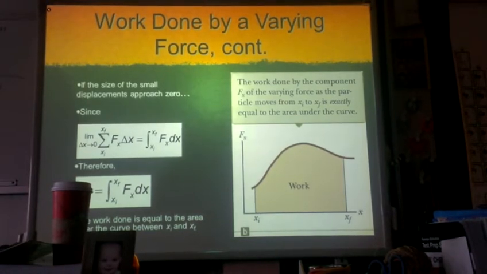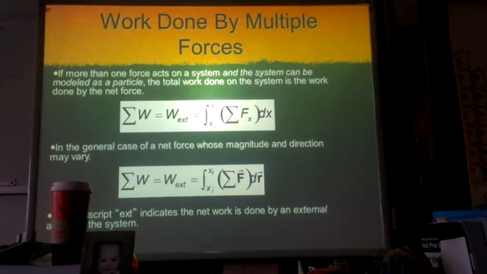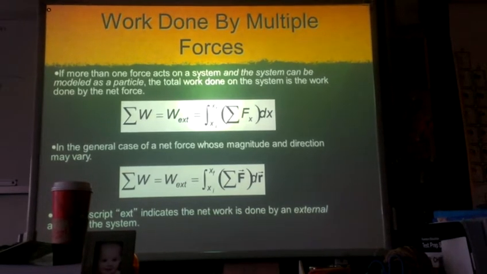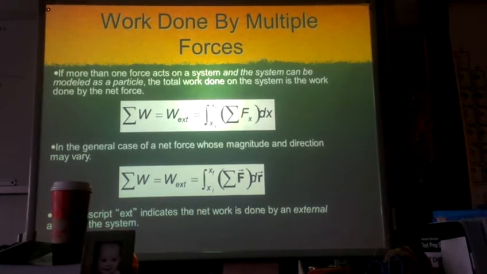In most cases, you're going to have multiple forces acting on a system. So I can't just model only one force. I have to think about the total work being done on the system, which is going to be done by the net force. In the last chapter, we thought that we got away with writing the sum of the forces in the x direction and the sum of the forces in the y direction, but we did not get away from them because they are right here. So to find work, I'm going to find the sum of the forces in x and integrate that with respect to x.